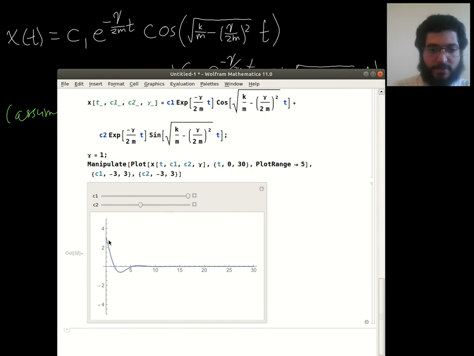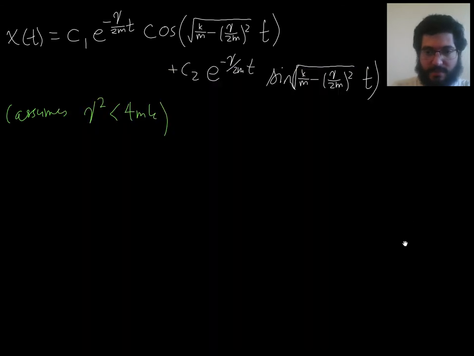So this initial portion is always called transient behavior. So this is like the transient part. We'll introduce that term transient later on in the course. But the entire thing decays, right? The entire thing has a big fat e to the minus gamma over 2m t sitting in front of it. So the entire thing decays to 0.